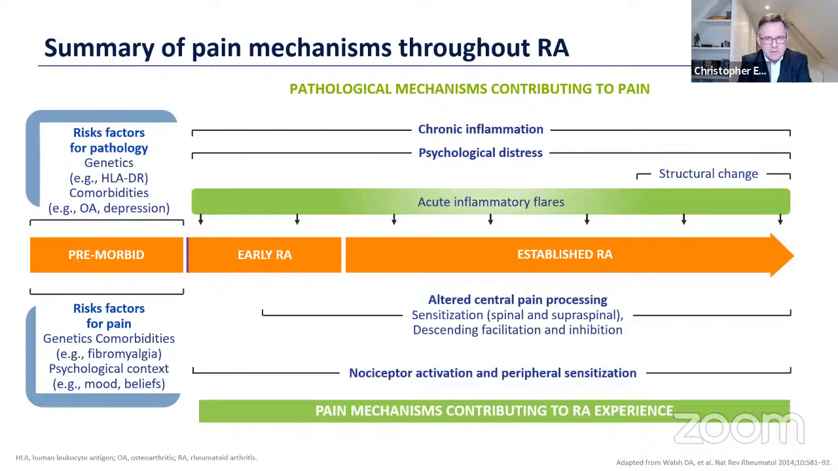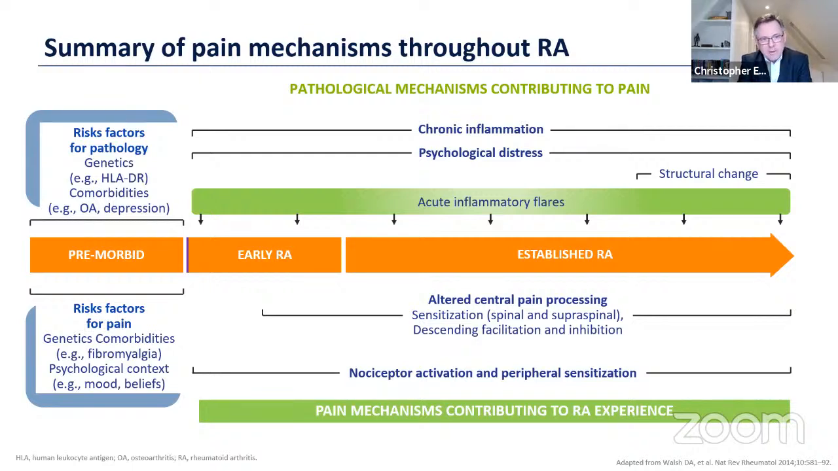And this is a nice piece of work. I'm going to show a couple of slides from David Walsh in Nottingham. Here's one of them. And this is a conceptual slide. And this says, okay, here's the top part of the slide thinking about rheumatoid arthritis. Certain genes are important. Certain comorbidities are associated with rheumatoid.